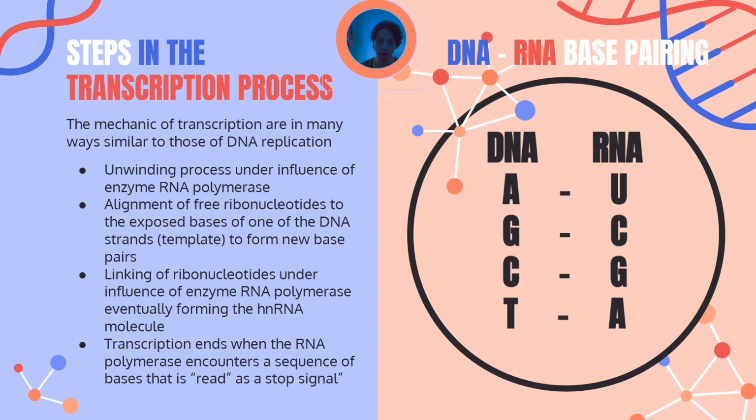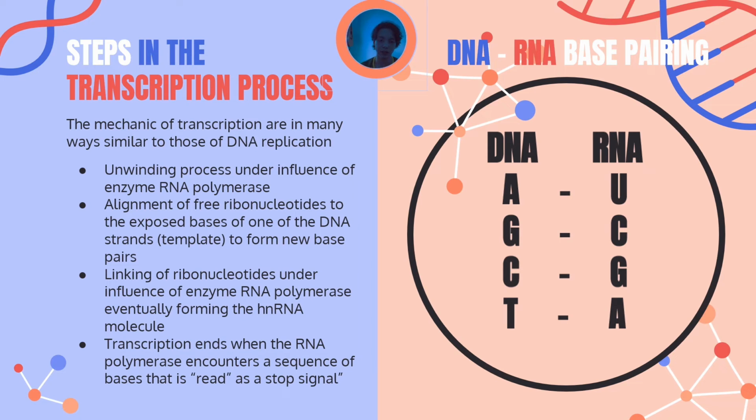Second, free ribonucleotides, one nucleotide at a time, align along one of the exposed strands of DNA bases, the template strand, forming new pairs. In this process, U rather than T aligns with A in the base pairing because ribonucleotides rather than deoxyribonucleotides are involved in the base pairing. Ribose rather than deoxyribose becomes incorporated into the new nucleic acid backbone.